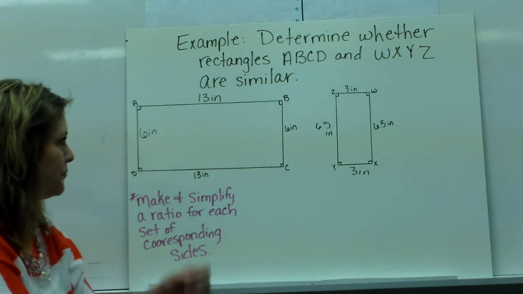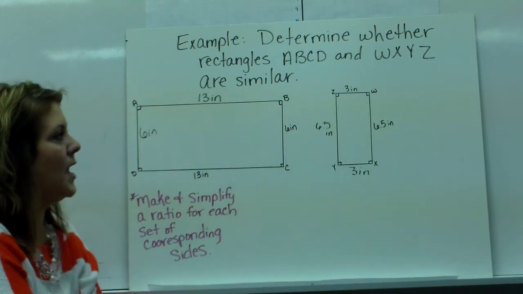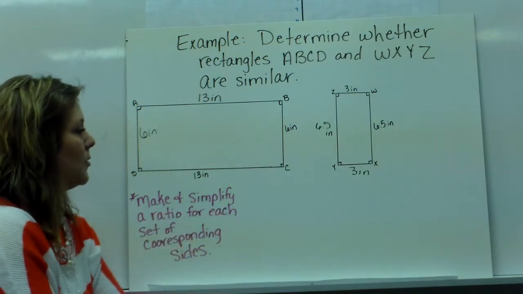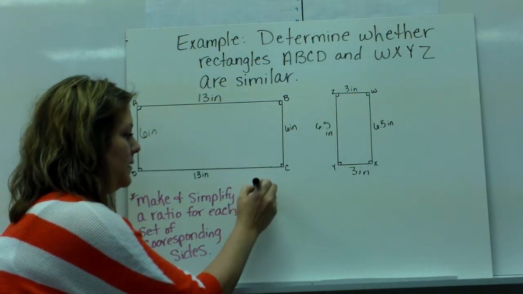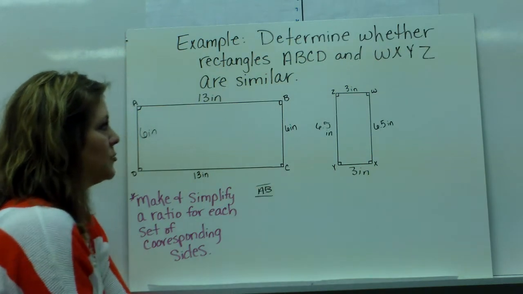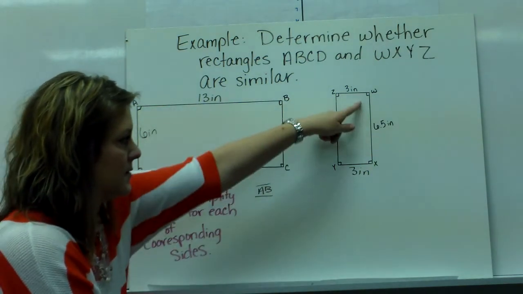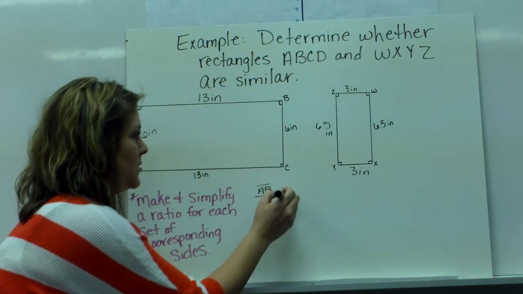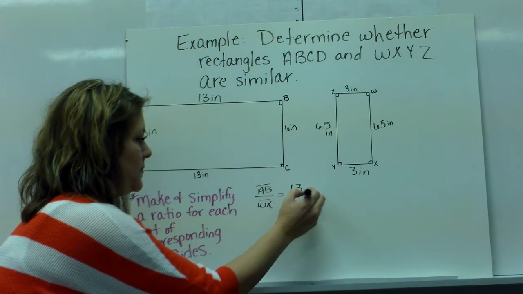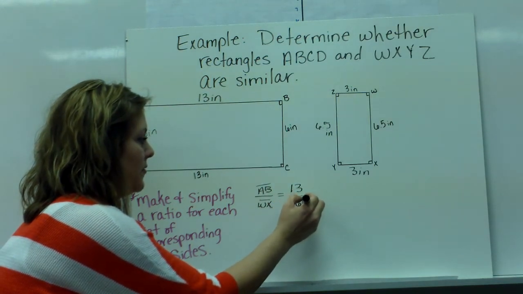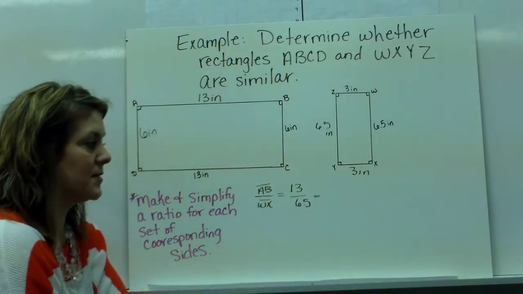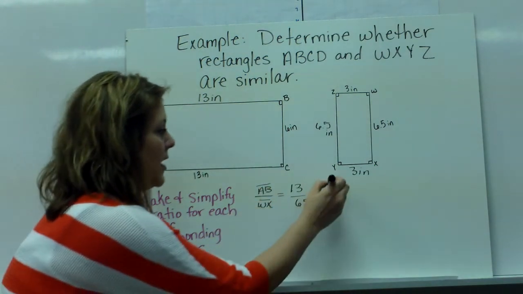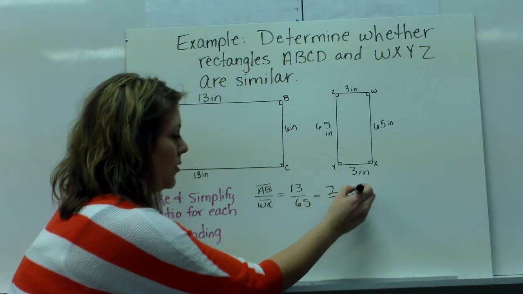Let's look at side AB and make a ratio with a corresponding side from the other rectangle. So AB corresponds with WX, this side here. So I'm going to make a ratio with their measurements. AB is 13, WX is 6.5. Now that is definitely not simplified. We can use division. 13 divided by 6.5, and we get 2 to 1, or 2.